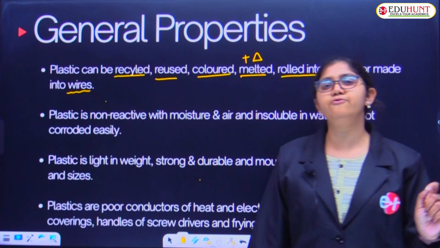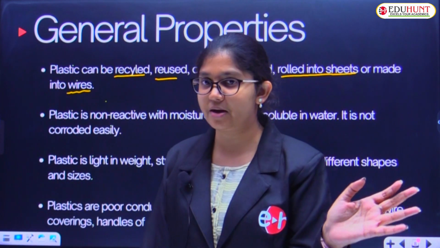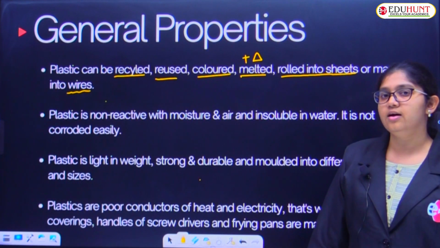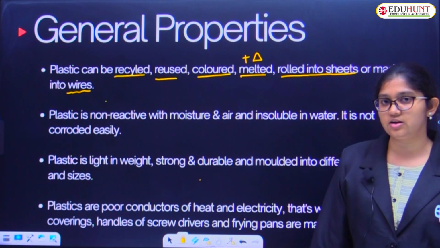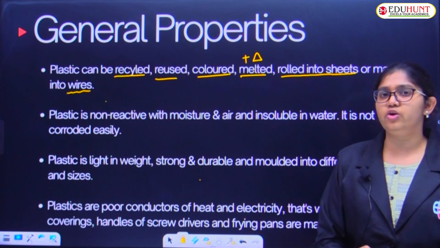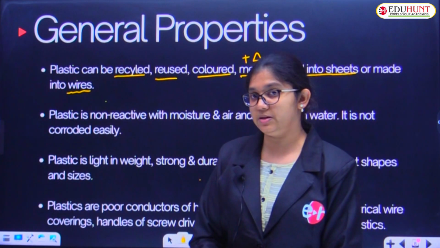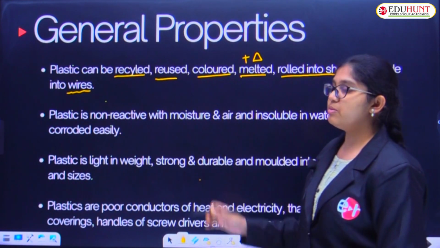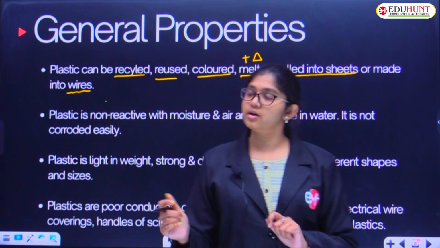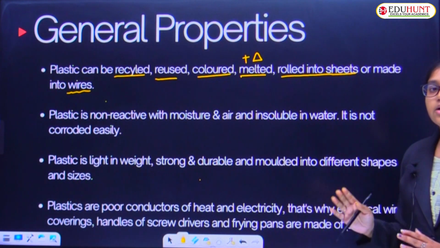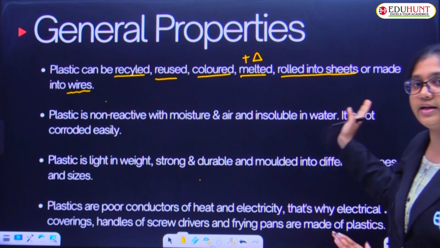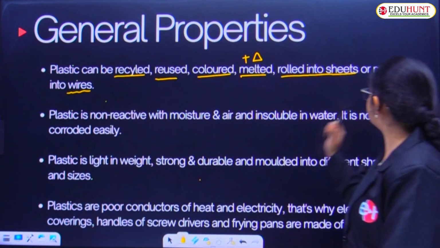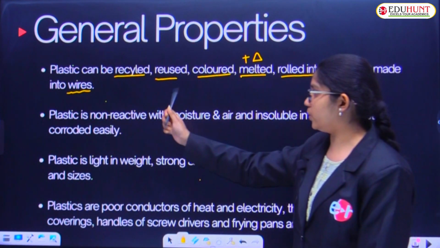Children, if you apply a small amount of heat to plastics, what happens? They soften, no? Then you can get the desired article. You can shape it into different sizes as you wish. So plastic can be recycled, reused, melted, colored, rolled into sheets and also made into wires.